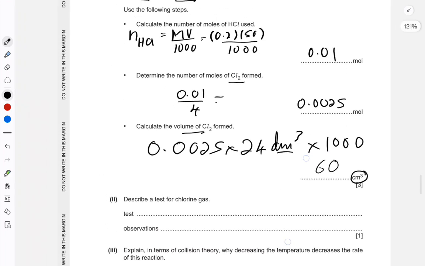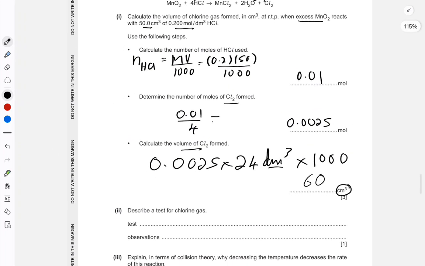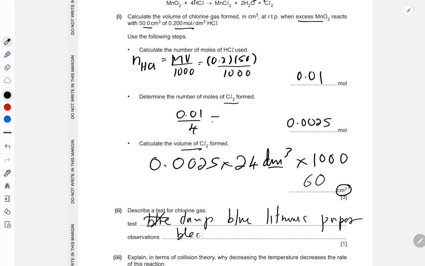Describe a test for chlorine gas. Okay, how do you test for chlorine gas? You'd use damp blue litmus paper. Observation: it'll be bleached white.